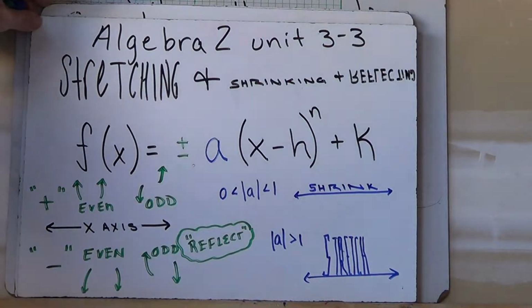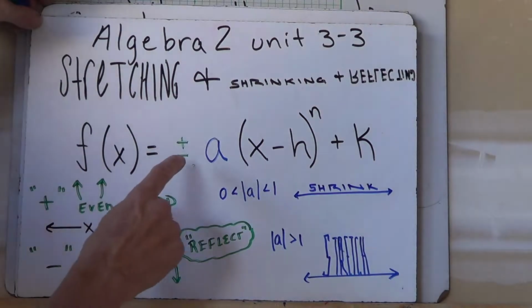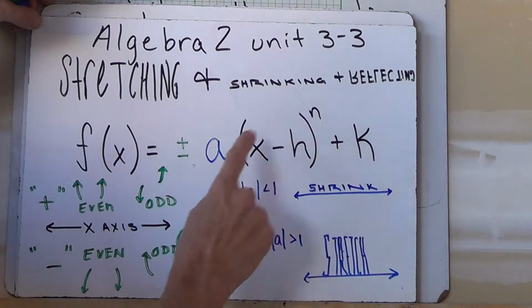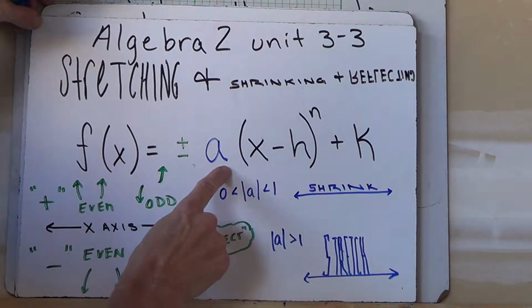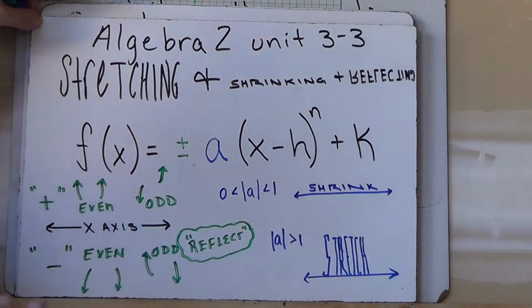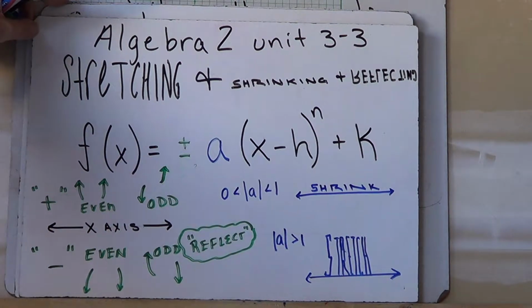Okay, welcome to Algebra 2, Unit 3.3. This time we're going to look at the plus and minus, which causes reflecting, and the A value, which can cause stretching or shrinking. Now, some confusion has occurred as to what we mean by stretch and shrink. I hope to help you with these notes here. Pause the video, copy down what I've got written here.